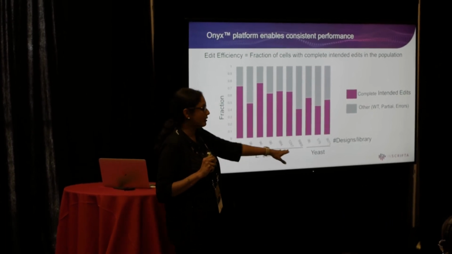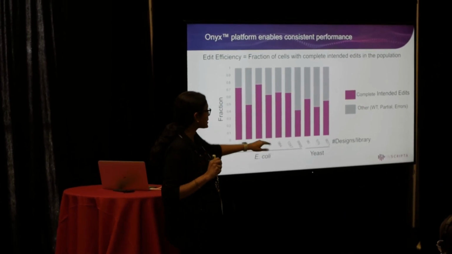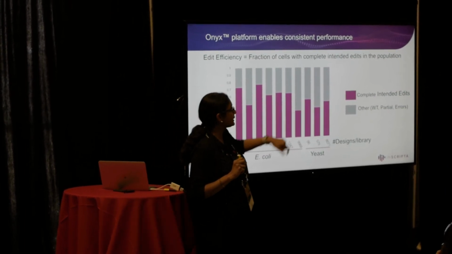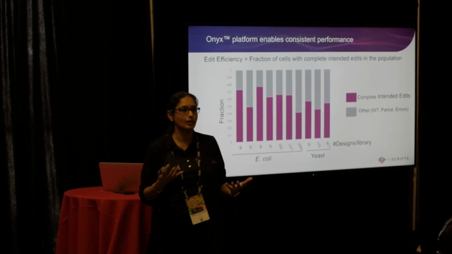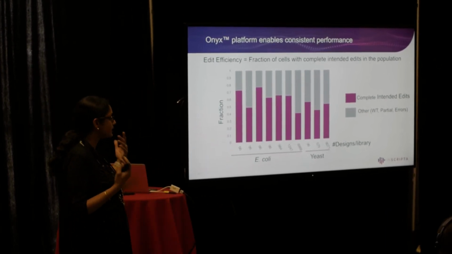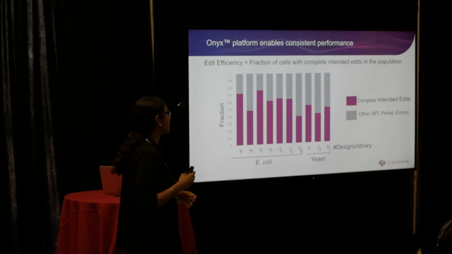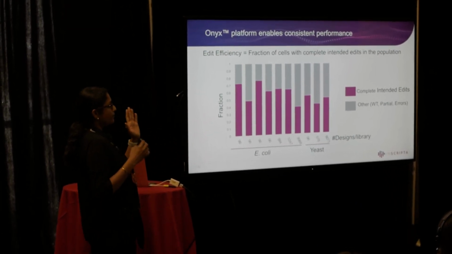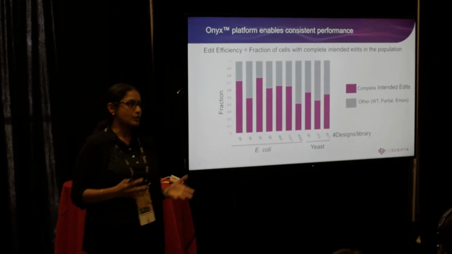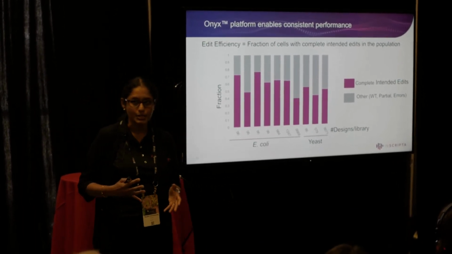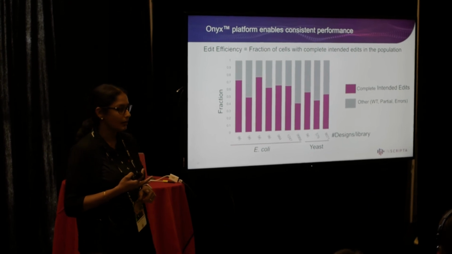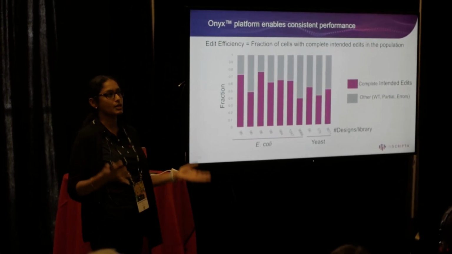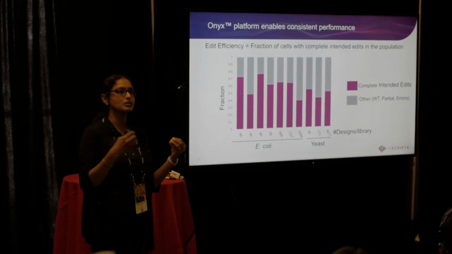And the numbers here are the number of designs in the library. What is plotted here is the fraction of complete intended edits and others you will find, like either wild type or partial or some errors you might find in the population. So what this tells you is we have an average edit efficiency of about 30% for both yeast and E. coli across different libraries, and it ranges anywhere from 15 to 75% because it depends on the targets you choose.